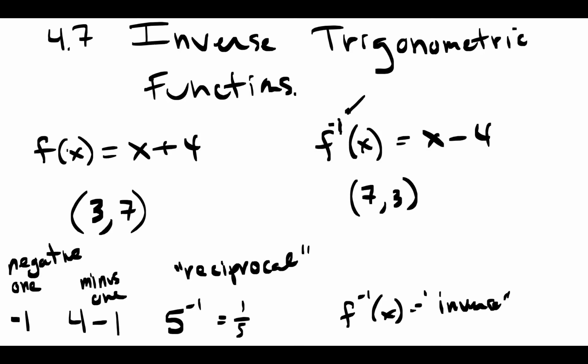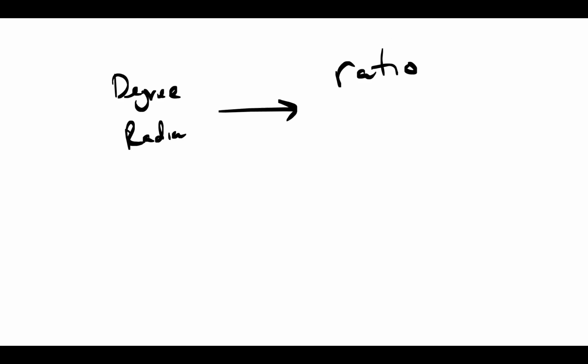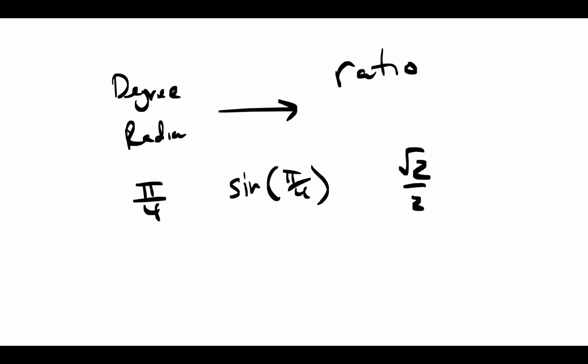Okay, so in terms of trigonometry now, what we've done so far is this. We've taken a degree, sine of 60 degrees, or cosine of pi over 3. We take a degree or radian measurement, pi over 4, and we apply a trig function to it. And what we get out is a ratio. Is that right? That's what we've done so far.